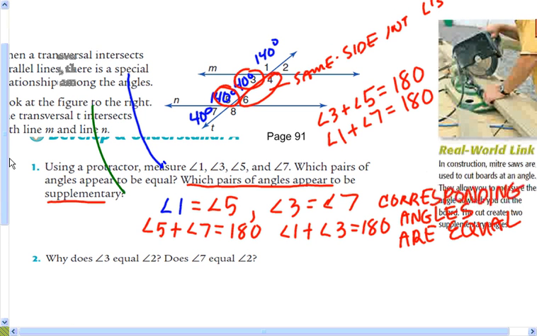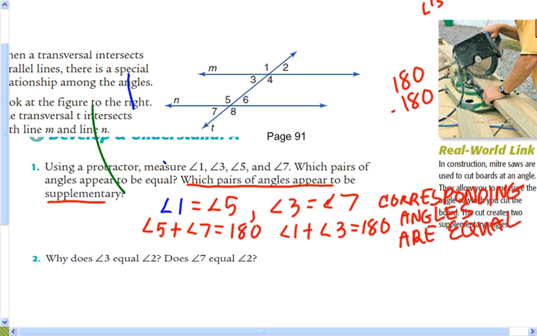Let me erase all the stuff from the drawing there. Angle 3 and angle 2 are equal, and I'm sure you know this because they are vertical angles, and vertical angles are equal. So the answer to that question is because they're vertical angles.